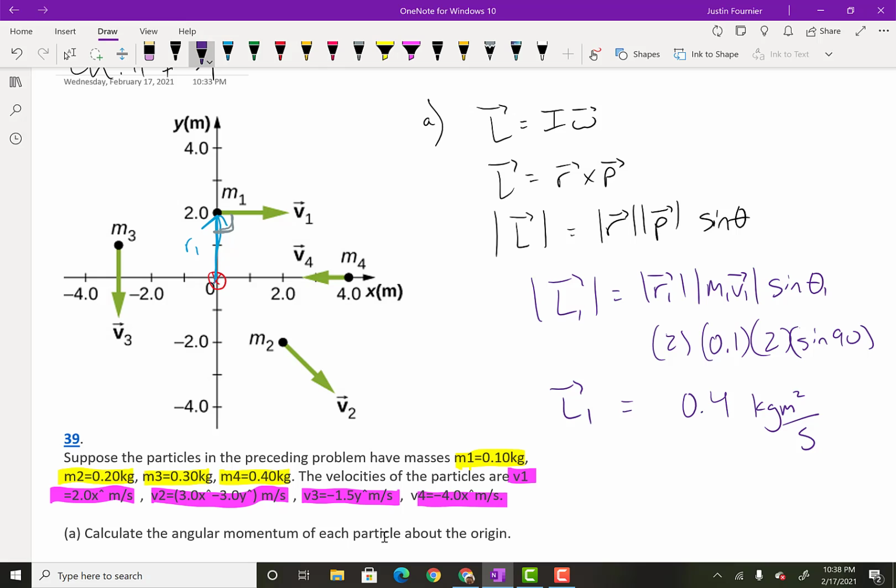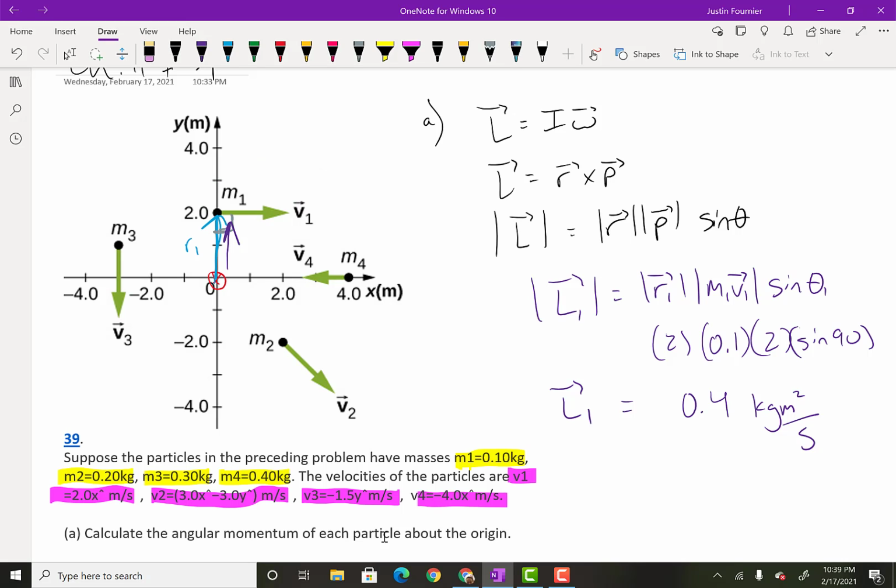And then to get the direction, I'm going to use my right hand rule. My hand's going to go along here like this, and then my fingers are going to curl to the right. So if I put my index finger and all my fingers out in that direction, but then curled them to the right, my thumb would naturally point into the page.